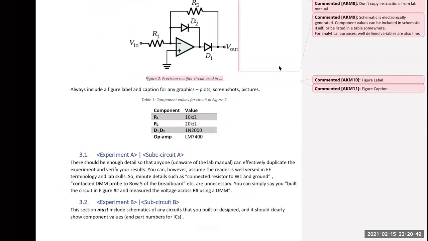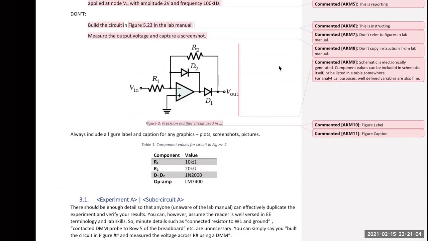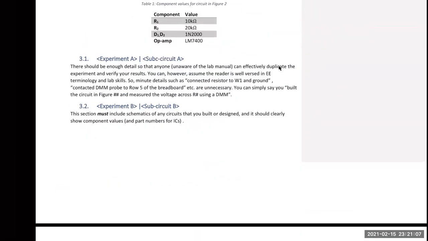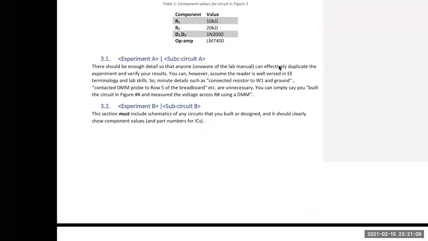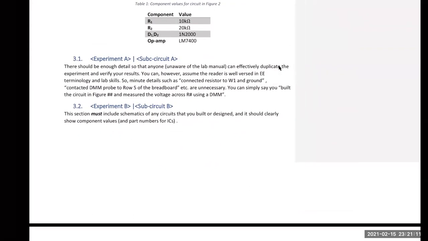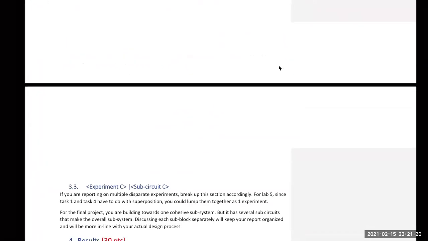You can list the component values for different parts of your circuit in a table. If you're including a table, give it a reference number and a descriptive caption. If your experiment has logically distinct components, then maybe it's wise to break even the procedure section into different subsegments, right? Each discussing different parts of the experiment.